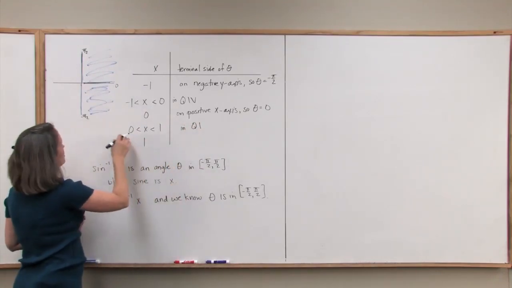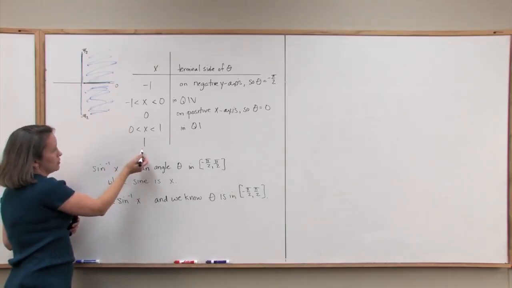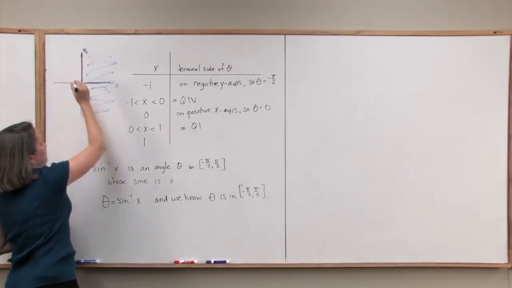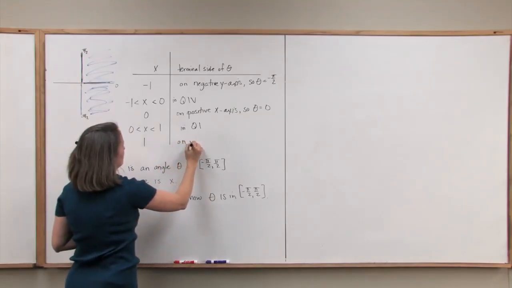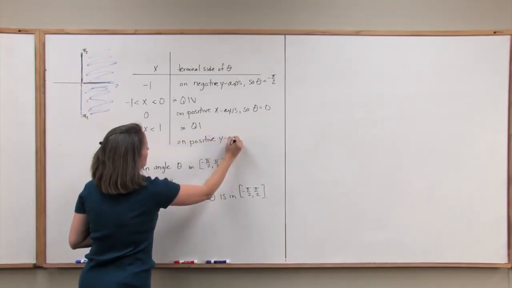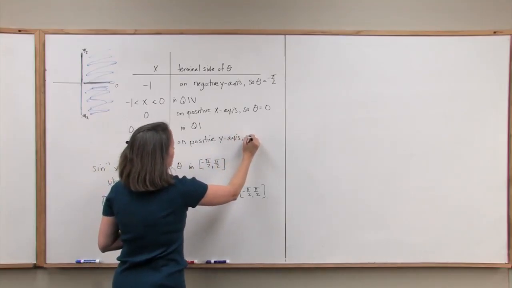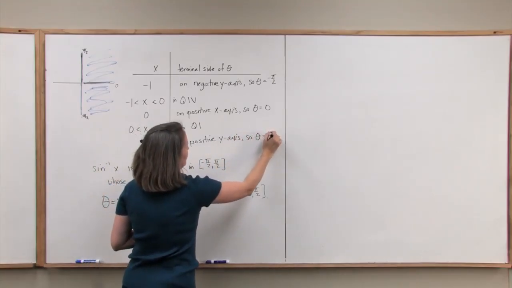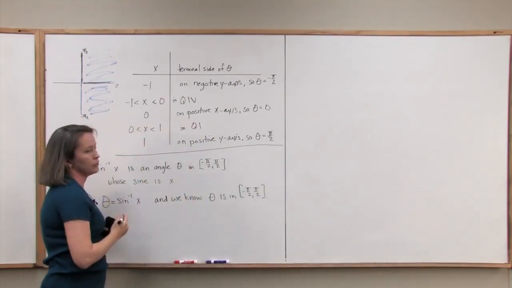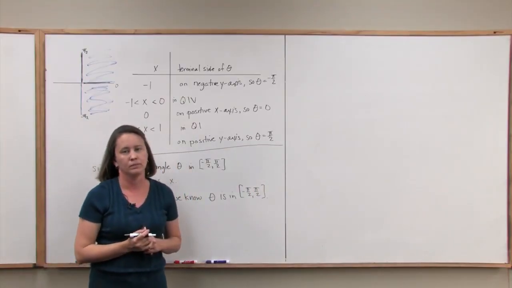And the last choice is x could be 1, in which case the terminal side lies here on the positive y-axis. And we know in that case that the angle would be positive pi over 2. I think you'll find this chart very helpful as you look at these next examples.